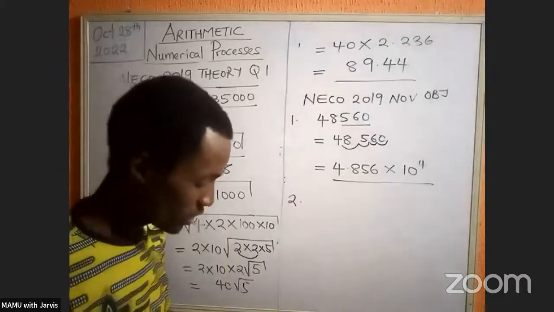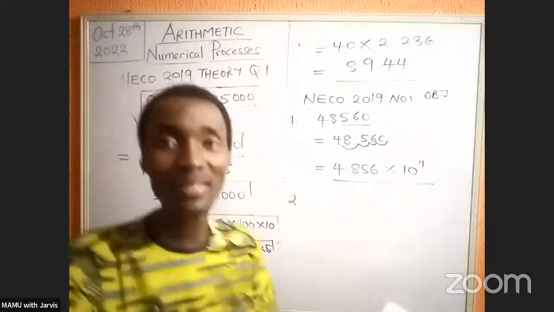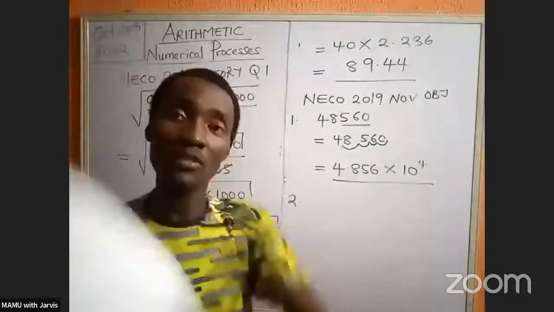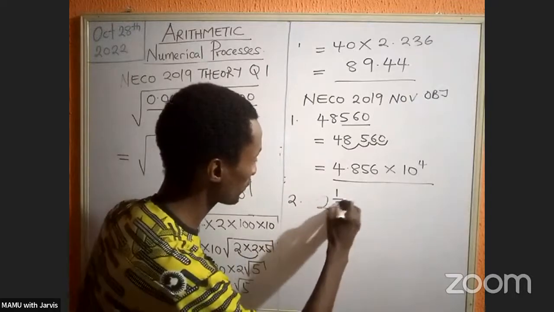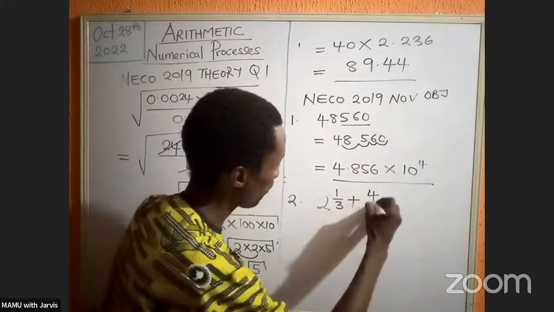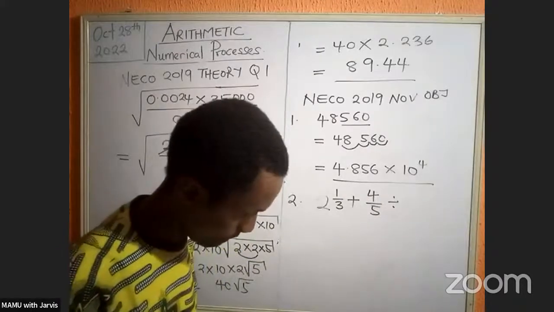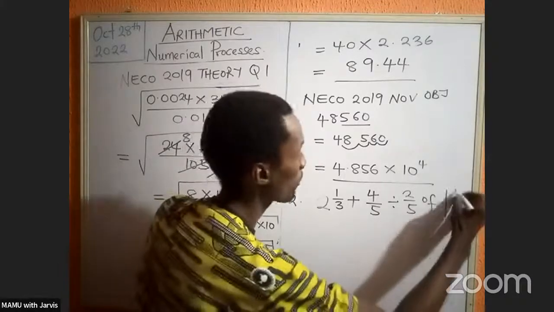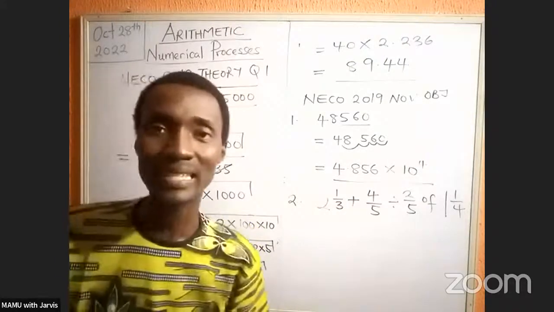Question number 2 is a question on fractions and board maths. So board maths forms an alliance with fractions. All right, so let's see what happens. It says 2 1/3 plus 4/5 divided by 2/5 of 1/4. Now, you may have heard of the concept of bid maths and board maths.